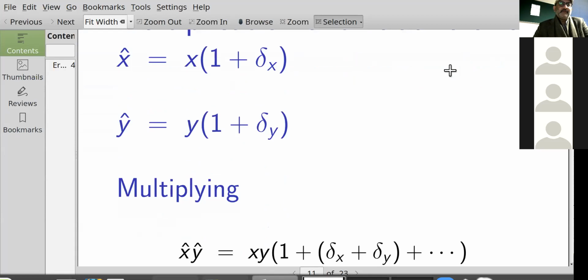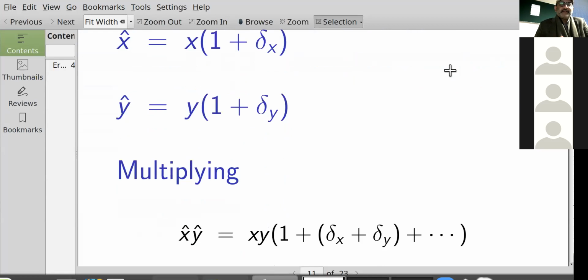Okay, so if I multiply x hat times y hat, these approximations, I will get x times y times 1 plus delta x times 1 plus delta y. And if I multiply all of that out, I will get xy times 1 plus delta x plus delta y plus higher order terms in delta x and delta y.